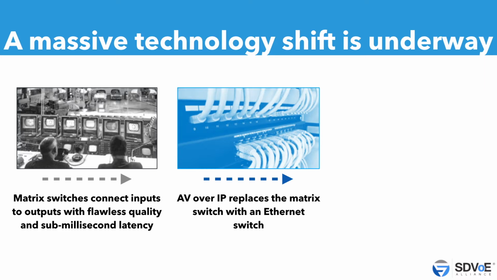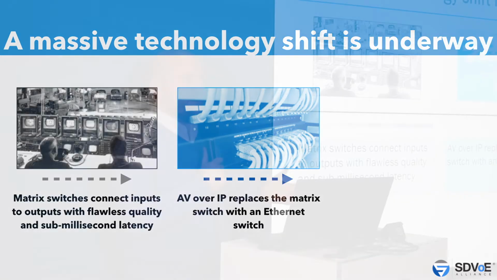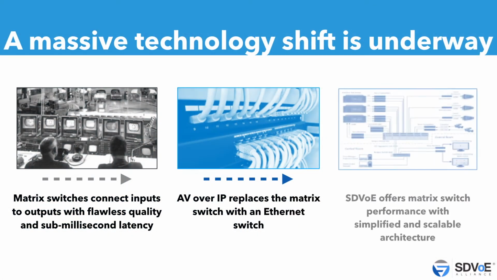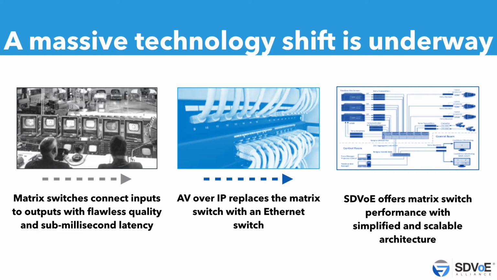And this is sort of where we've gotten to in the last 5 years. This is what's driven that conversation I talked about. Everyone's talking about AV over IP because we can replace that expensive proprietary Ethernet matrix switch with an Ethernet switch. But then SDVoE takes that one step further. By standardizing, we dramatically simplify the design architecture, right?